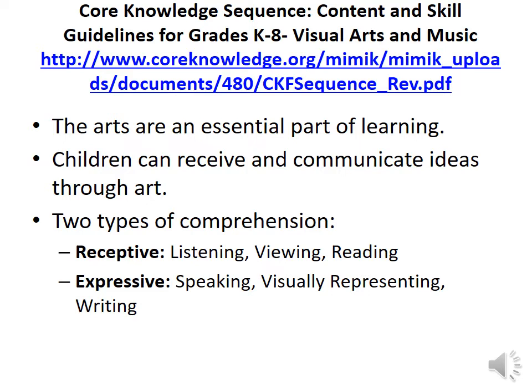All right, we're moving on now into core knowledge related to visual arts and music. And the website to access that, to read this in its entirety, is posted for you. Some of the high points from it are the arts are an essential part of learning. This enables children to receive and communicate ideas through their art. And if you picture children in a little kindergarten class, in a first grade class, where they're at the painting easel, or they've made something out of clay, or they've drawn a picture, they are definitely wanting to communicate their ideas and tell you what they have created.